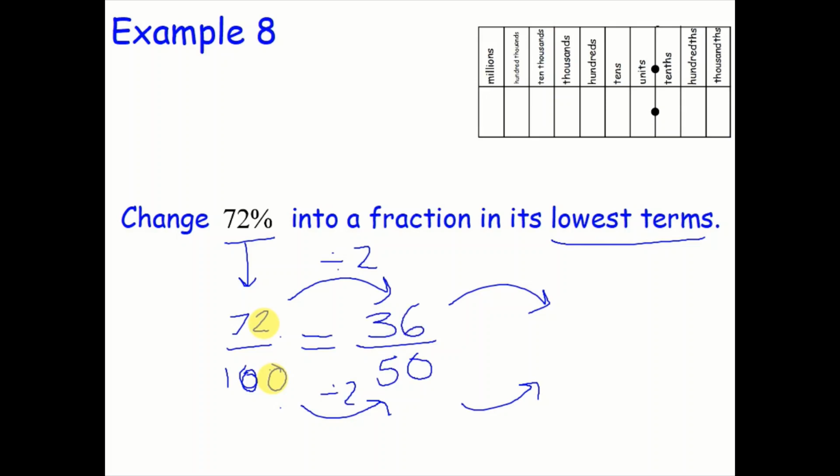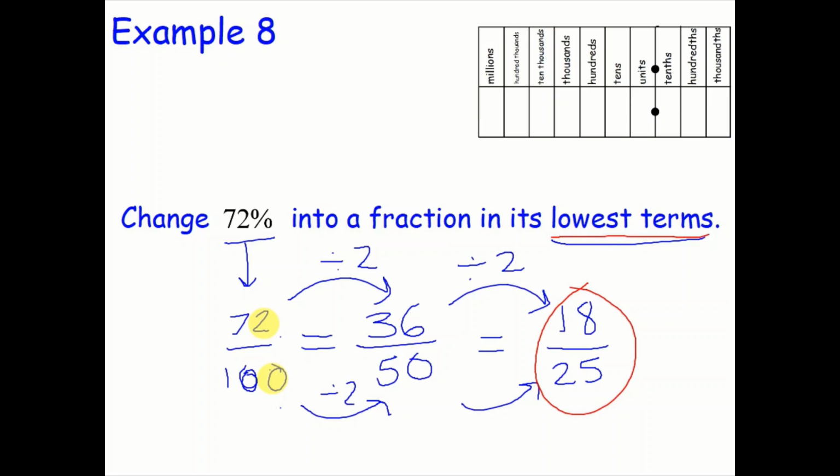Okay, and again, let's just divide by 2 because I can see they are both even numbers. So let's divide top and bottom by 2. We get 18 over 25. And that's as far as we can go because there are no common factors between 18 and 25. So that is as far as it goes. That is your final answer, 18 over 25 as 72% in its lowest terms.